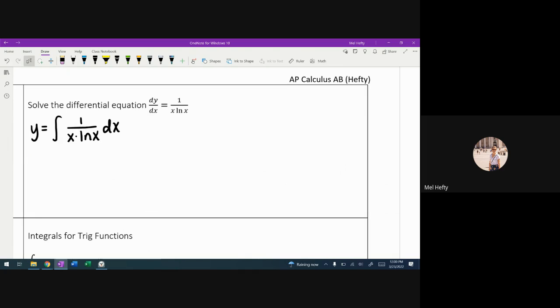All right. So questions that I usually ask myself, is the denominator just x? No. So that probably means I need some sort of u sub. What are your thoughts on what u should be? All right, let's try it. All right. How do I find du?